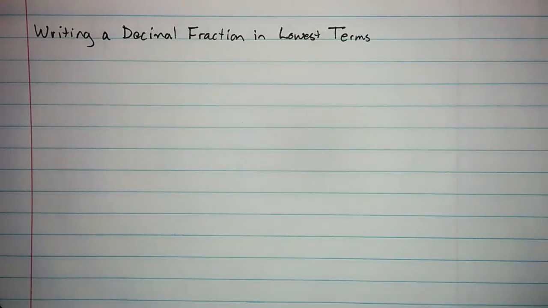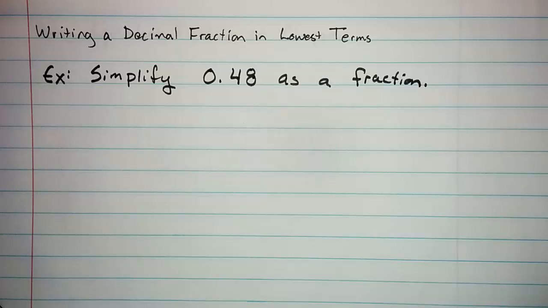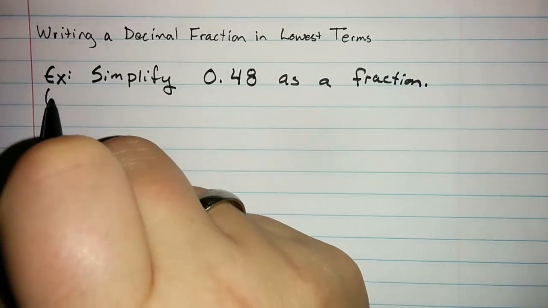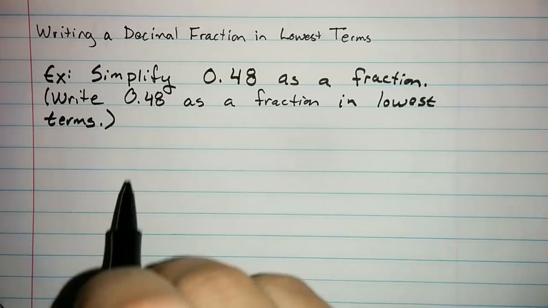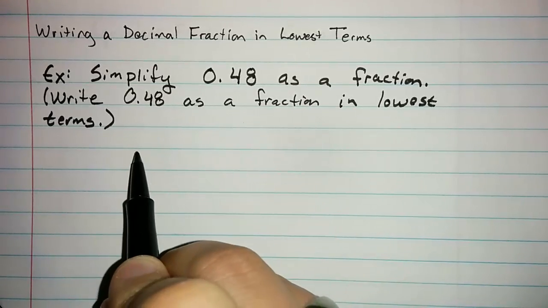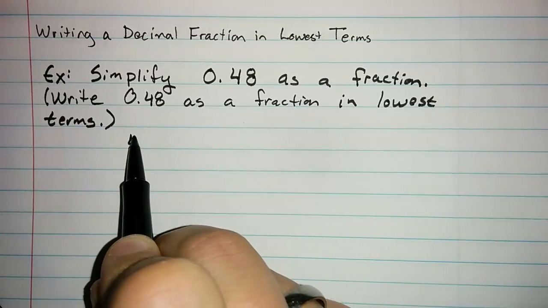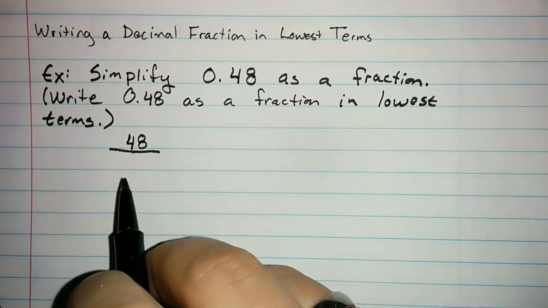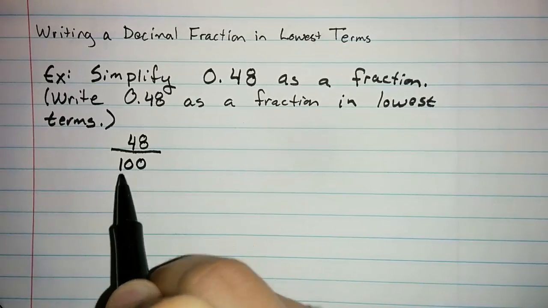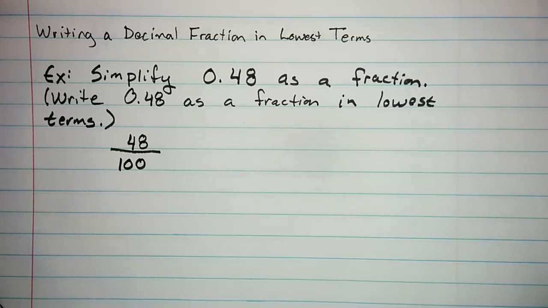Sometimes we'll encounter a decimal fraction and we'll want to simplify it. For example, we may wish to simplify 0.48 as a fraction, or alternately, write 0.48 as a fraction in lowest terms. So we'll have our 0.48, that's 48 in the numerator, 2 zeros after the decimal point, so 100 in the denominator.